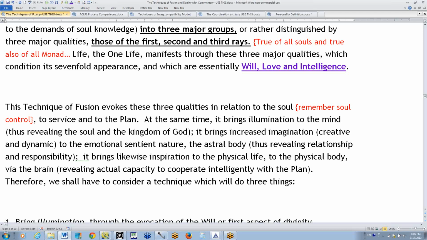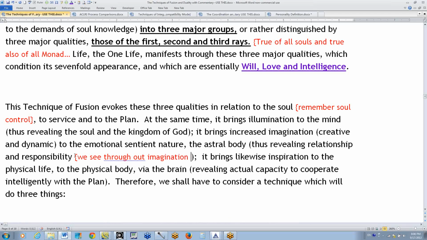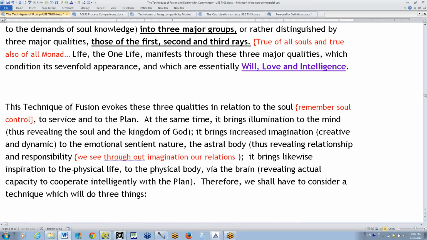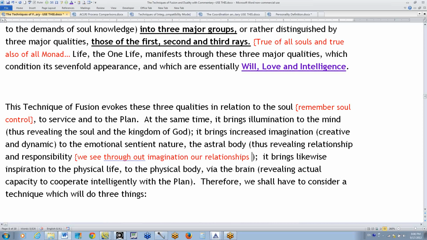At the same time, it brings illumination to the mind, thus revealing the soul in the kingdom of God. It brings increased imagination, creative and dynamic, to the emotional-sentient nature, the astral body, thus revealing relationship and responsibility. Okay, we see through our imagination our relationships.